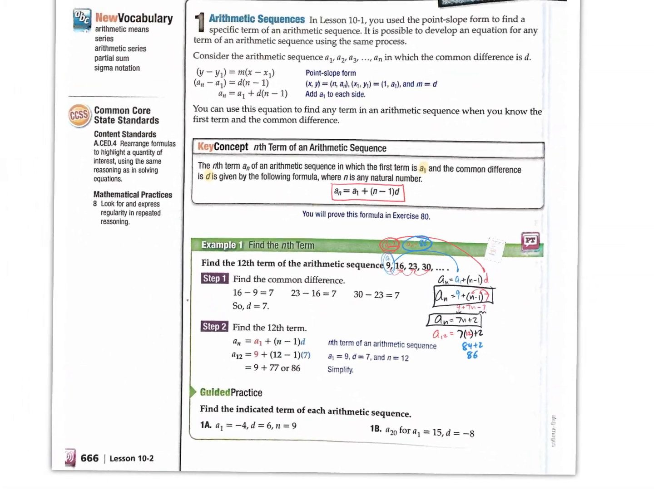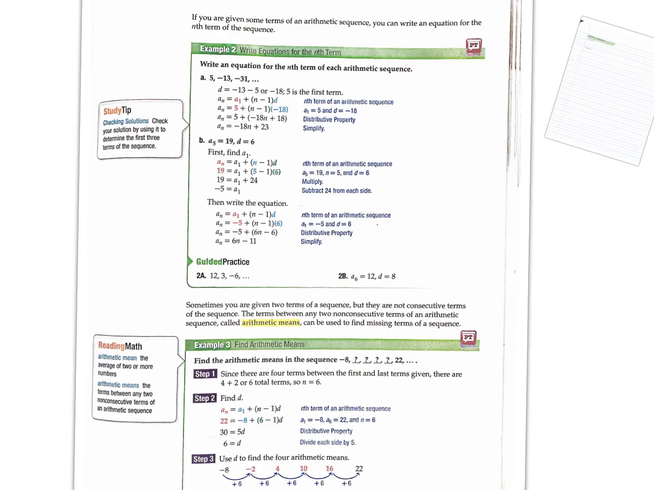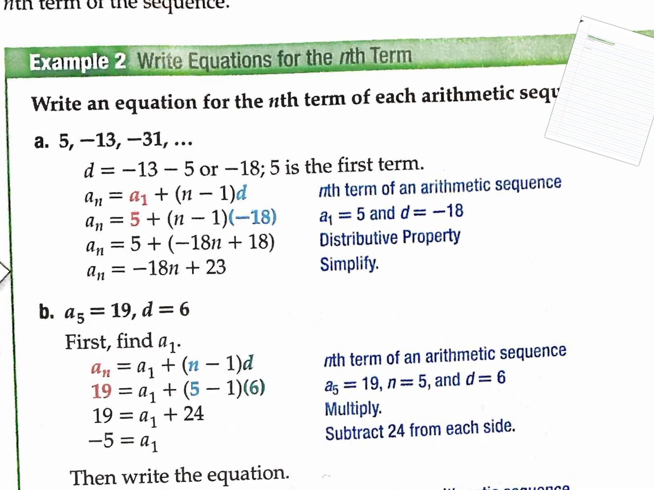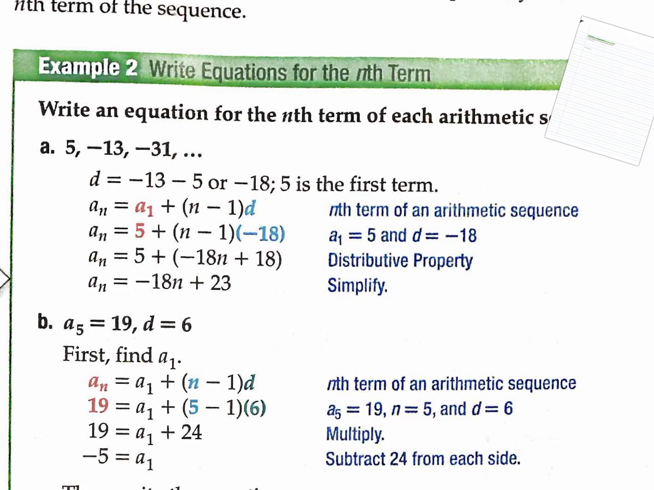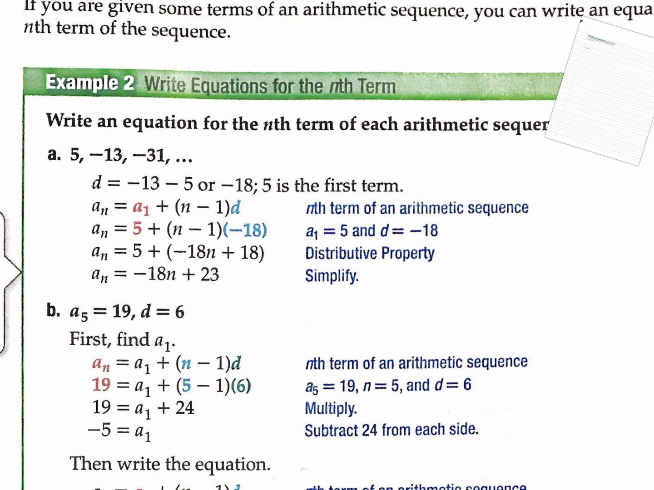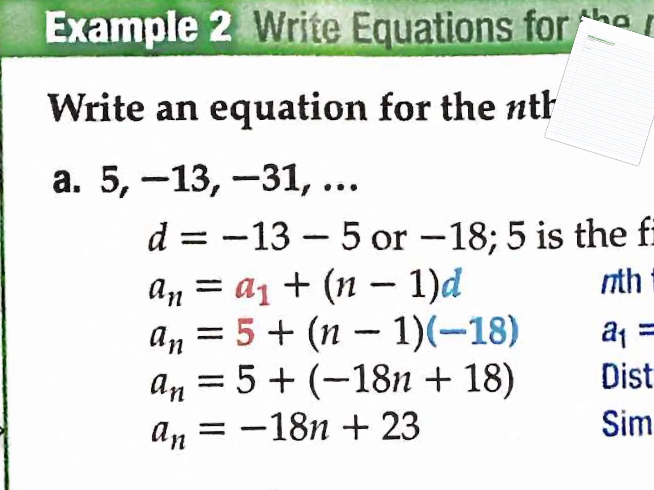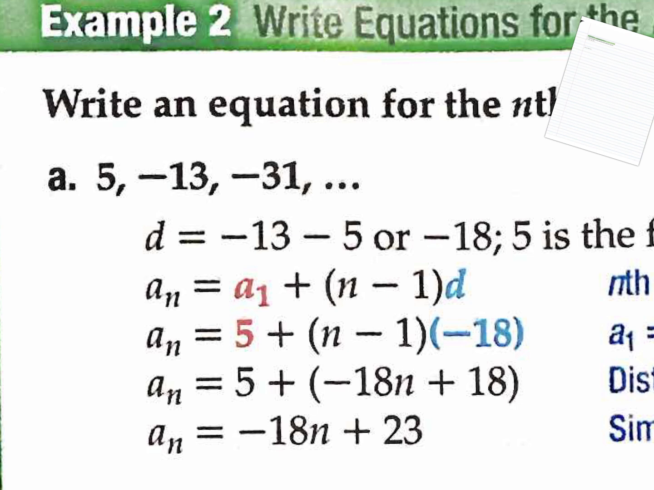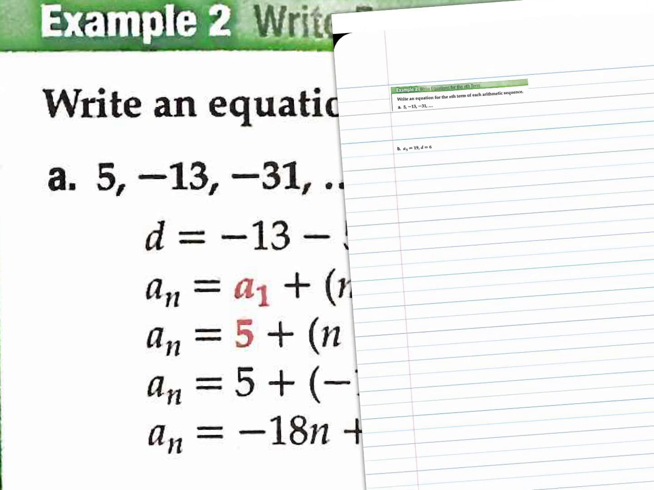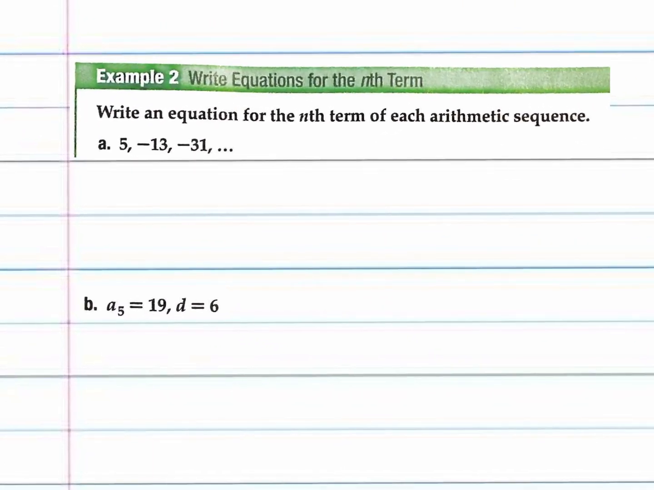Let's turn the page in the book, and we have another example right here. So go ahead and jot that down. It says, write the equation for the nth term of each arithmetic sequence. And we have this first one, 5, -13, -31, ... You're going to write this in your notebook. I already wrote this down in my notebook.